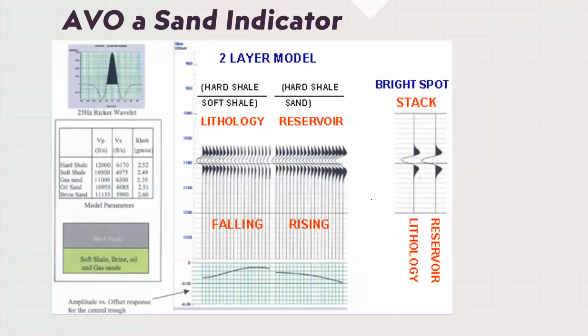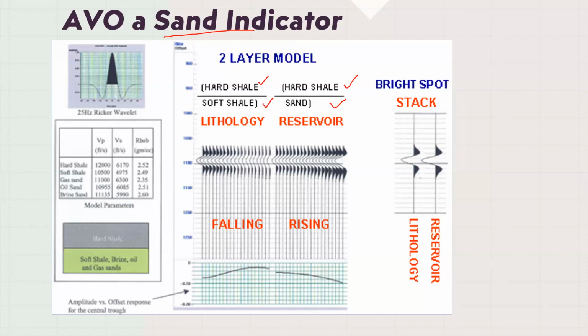So why are we doing this angle stack? It is very important because when we are doing prospect maturation, we are looking at hydrocarbon, so we have to find the reservoir. The reservoir is one of the main targets which shows the prospect. This is an example of AVO. AVO gives you a sand indicator. In this case, we are using two models: hard shale and soft shale, and in both cases below the shale is sand.